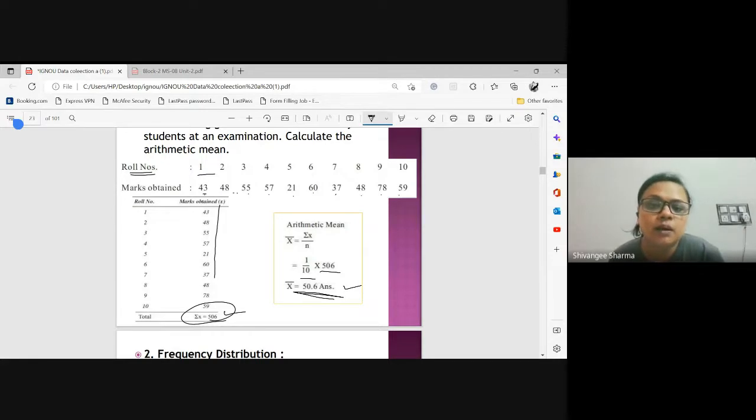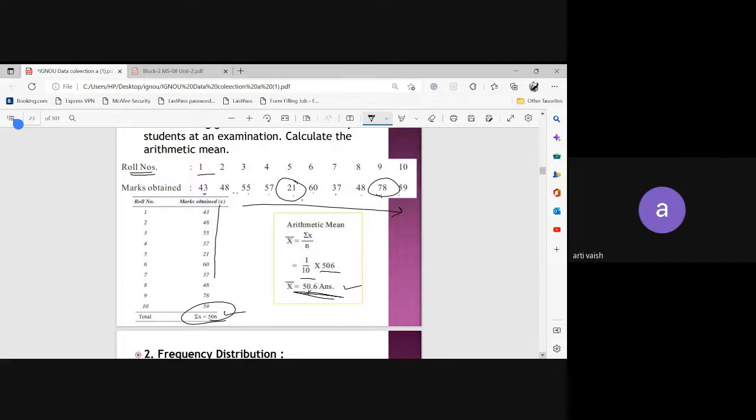Now you see the minimum marks in this data set is 21, and the maximum marks is 78, right? And this value 50.6 is nowhere related to 21 and 78. Why? Because this is the average, or the representation of the entire class. How the entire class is performing is being represented by this. I think the calculation of the individual data set arithmetic mean is clear to everyone. Is anyone having problems in this? No, ma'am. Okay.